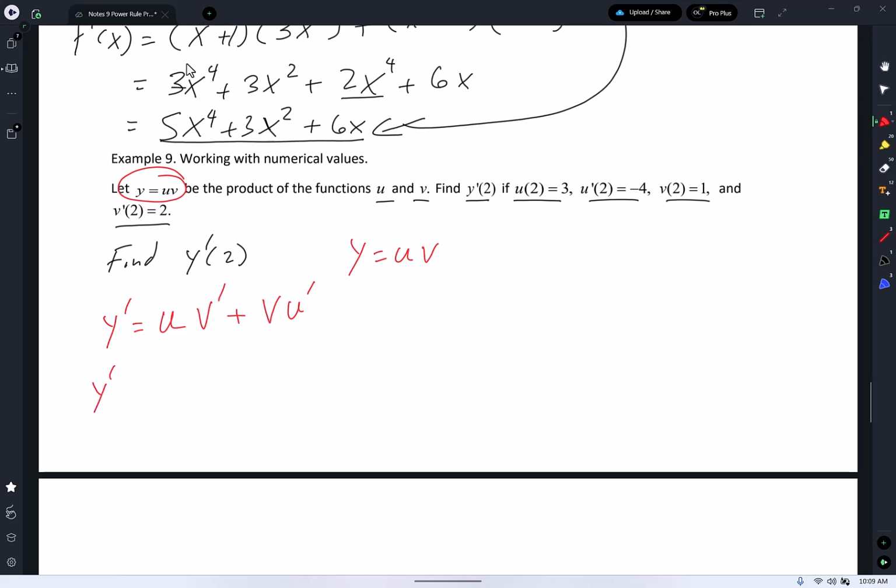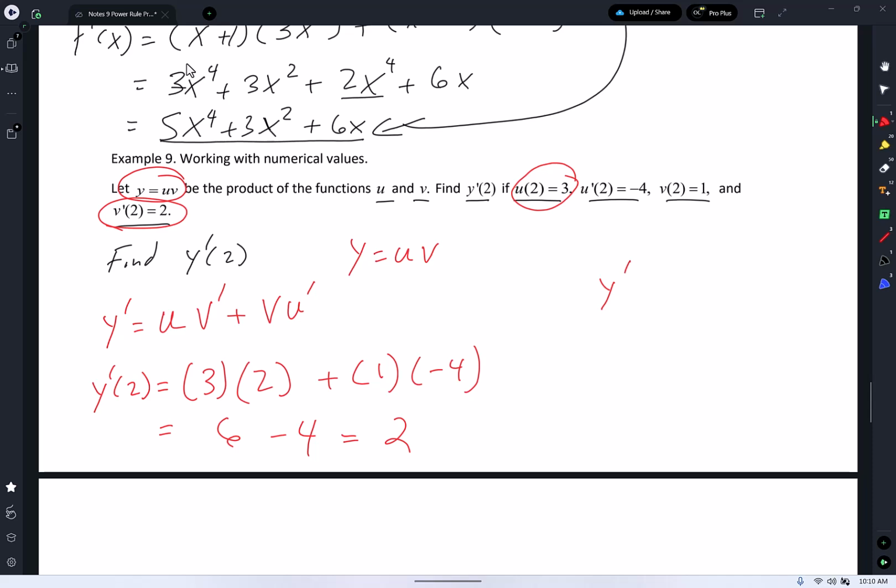And I'm going to go y prime of 2 is equal to u of 2. What was u of 2? 3. Times v prime of 2, 2. Plus v of 2, 1. Times u prime of 2, -4. All I'm doing is a product rule, guys. First times derivative of the second, plus second times derivative of the first, and just plugging in numbers. 6 minus 4, so I got 2. Y prime of 2 is equal to 2. How do we feel? Nothing crazy, right?